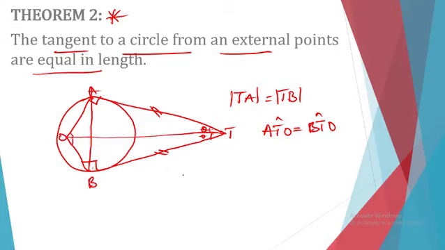Then line OT bisects line AB. So at that point we said that the tangents to a circle from an external point are equal. These two lines are equal, and the angles here are equal.